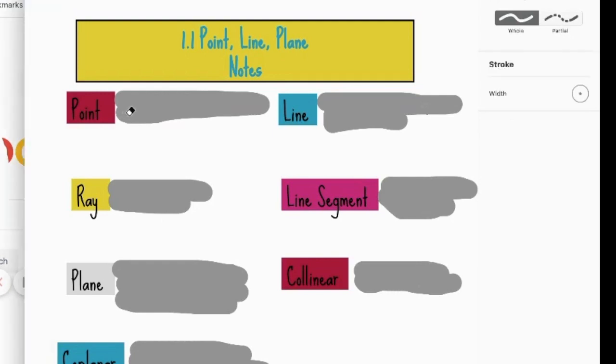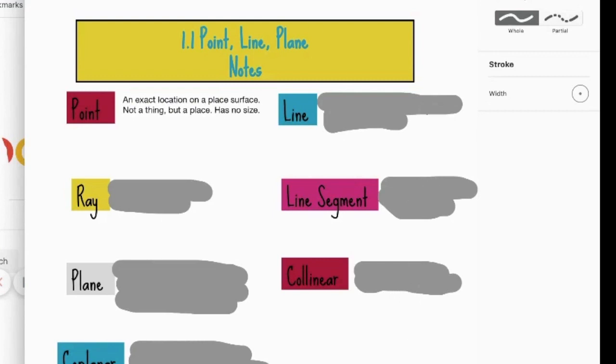So a point is an exact location on any sort of surface. It's not a thing but a place, and it has no size. So although we draw it and we represent it with a size, it doesn't actually take up space. It just tells us where something is.